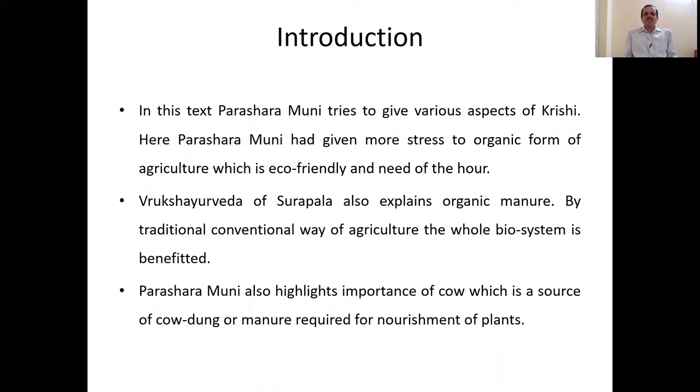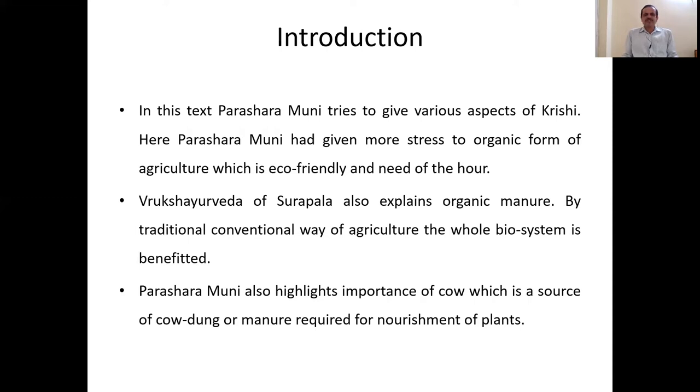So he had given more stress to organic form of agriculture, which is eco-friendly and the need of the hour. Parashara Muni's one more special quality is that he had given more stress on organic form of agriculture. We had seen such instances in Vrikshayurveda of Surapala also. Not only Surapala, even Agni Purana, Vishnudharmottara Purana, and Varahamihira too have given more stress on organic form of growing plants, which is eco-friendly and the need of the hour too. Vrikshayurveda of Surapala also gives more explanation on organic manure. We had already discussed in our previous sessions.